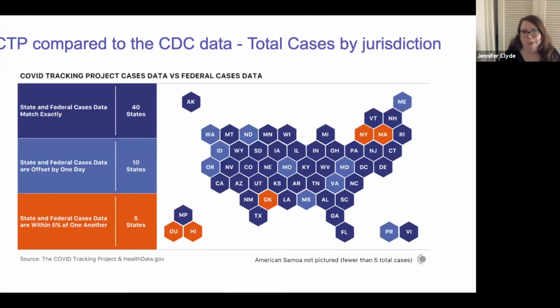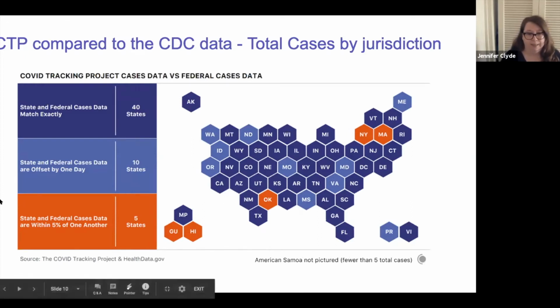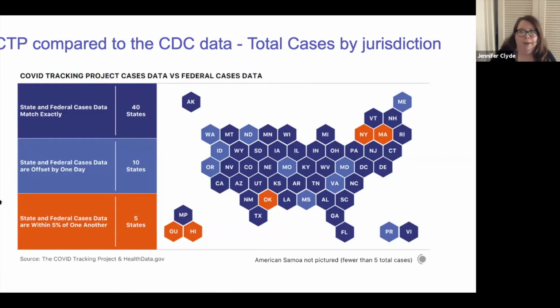and 40 of them match the state reported totals exactly. In 10 states, the CDC data is one day ahead of state reported data, but if you just offset the state data by a day, it also matches perfectly, which leaves us with 6 jurisdictions with some noticeable differences. They're still quite small. They're within 5% difference, or in American Samoa, literally 4 cases. Of those 6, 3 actually have less than 1% difference.